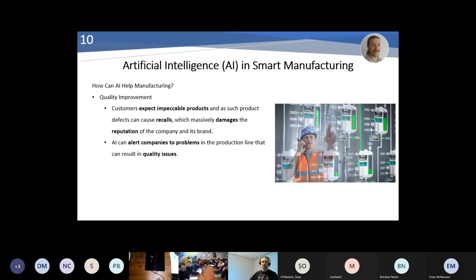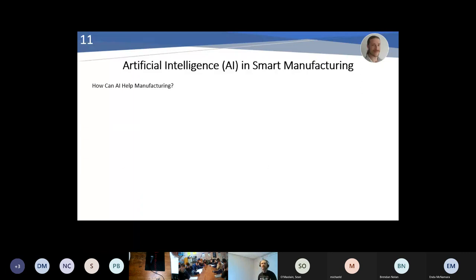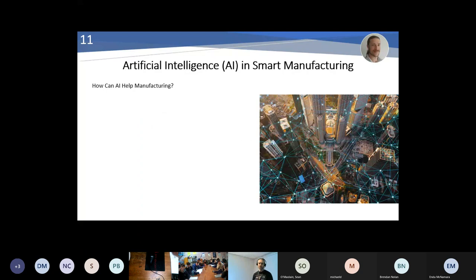But as you can imagine, immediately these phones that were catching fire caught the news. And then once they caught the news, they got popular, everybody was sharing them. And this would have done untold damage to Samsung's reputation. Now, luckily, a big company, they were able to weather that storm, and then they were able to correct the issue and carry on. But something like that could cause faults. And I'm saying that these faults could be major or subtle, but they all have an influence on the overall level of production. And most of them could be eliminated in the early stages if we have AI systems that can go and seek out these different problems.